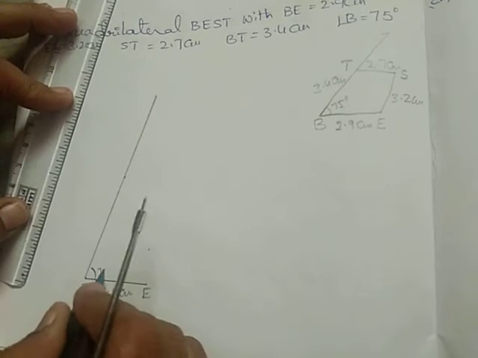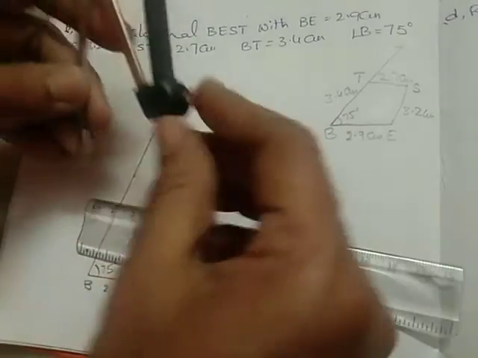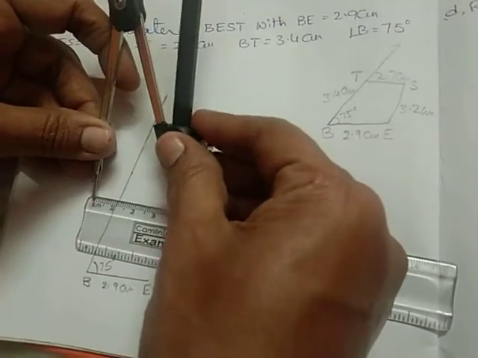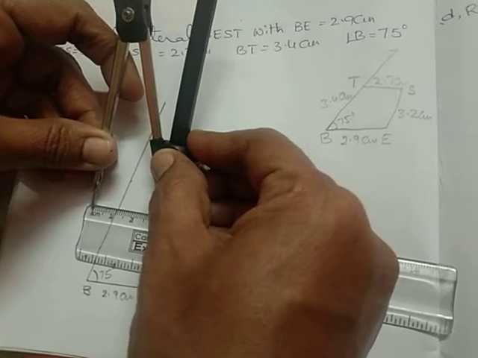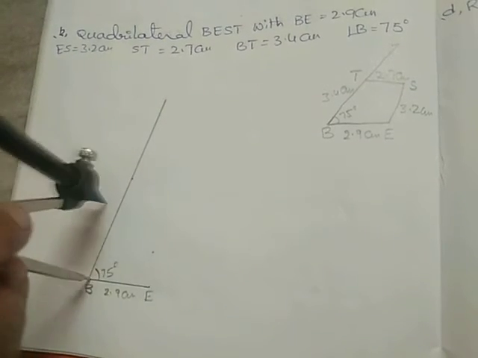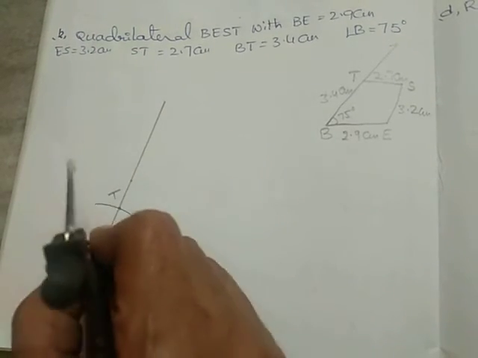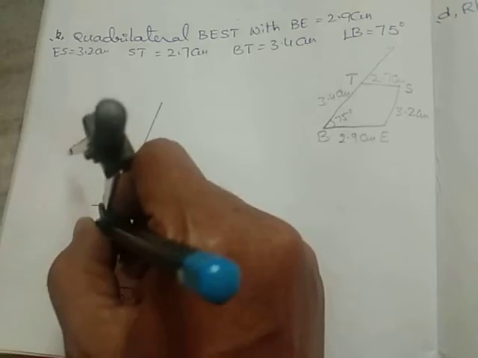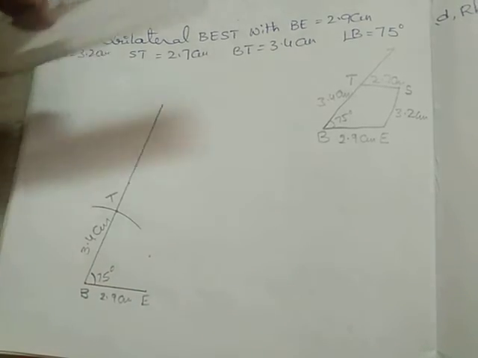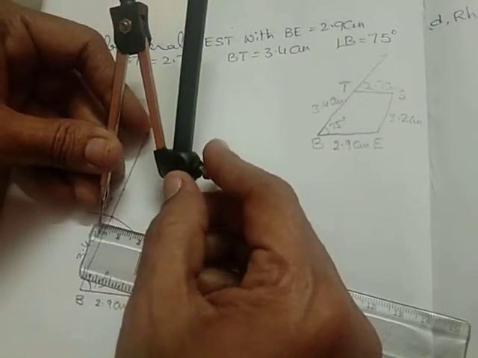Here 75 degrees, and then draw an arc with radius 3.4 centimeters. So 3.4 centimeters. So the point of intersection here is T. So this is 3.4 centimeters, and then draw an arc of radius 3.2 taking E as center. So 3.2.